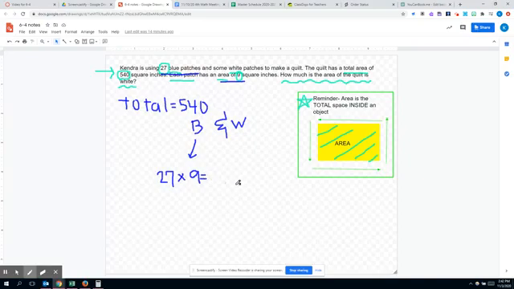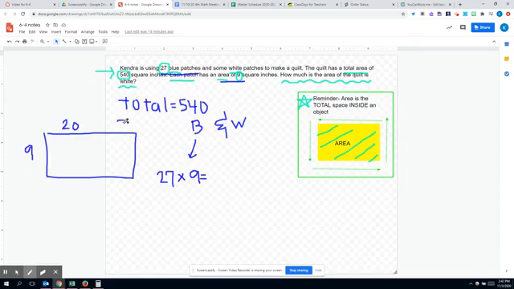So we can multiply 27 times 9 to find out how much blue tile space there is. So we can do 9 times 27. We're going to use the box method. I know most of you choose that as your strategy, breaking it down by place value.